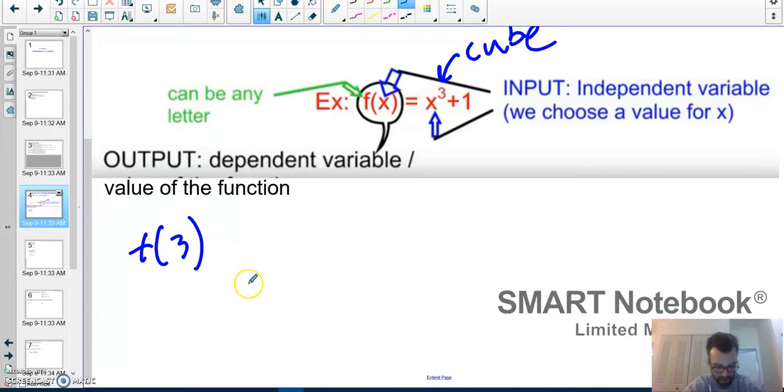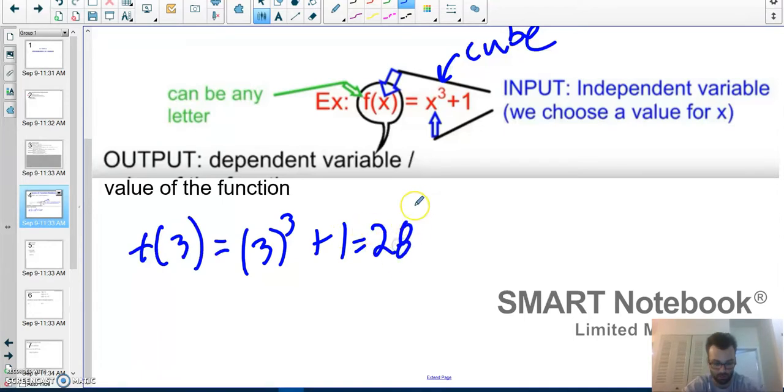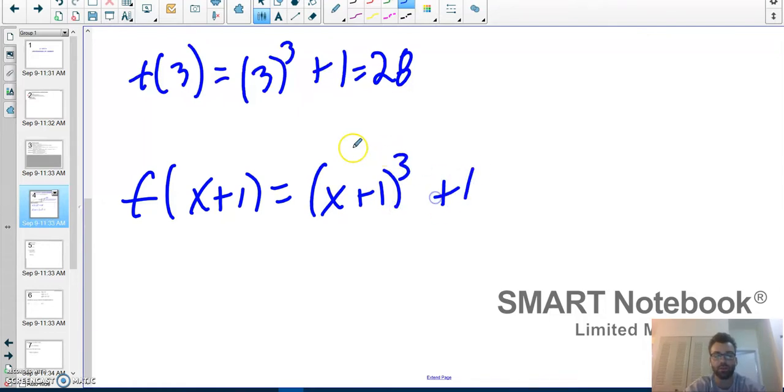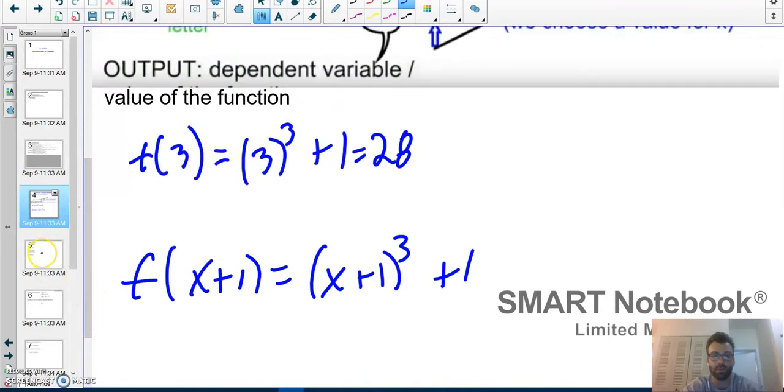If I want to find f of 3, what am I going to do? Remember, this 3 is our input value here. Order of operations, we're going to cube our 3 and then add 1 to it. Well, 3 cubed is 27 plus 1 would give us 28. If I want to find f of x plus 1, and we're not going to actually do this, I'm going to cube x plus 1. That's going to be x plus 1 times x plus 1 times x plus 1, and then add 1 to that value.